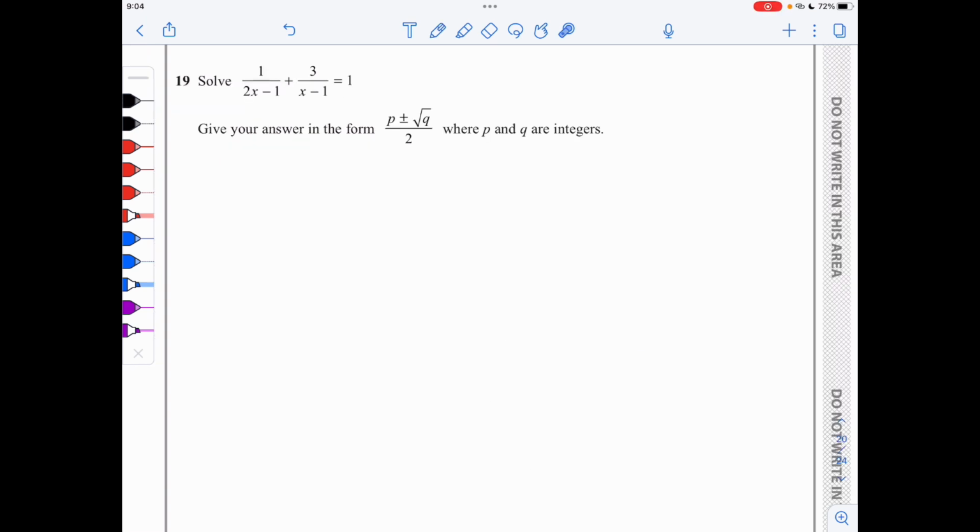In 19, we need to solve the given equation, giving our answer in the form p plus minus root q over 2. So from the form of the answer, I'm guessing we will be using the quadratic formula. So let's start with the given equation. It's 1 over 2x minus 1 plus 3 over x minus 1 is equal to 1. We note that the LCM here is 2x minus 1, x minus 1. So the first fraction will be multiplied by x minus 1, the second by 2x minus 1, and the third, which we can see as 1 over 1, needs both the 2x minus 1 and the x minus 1.